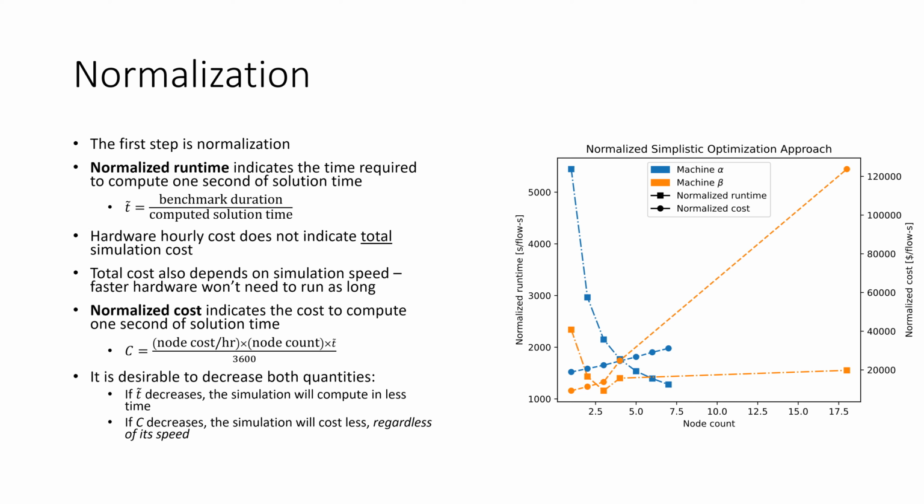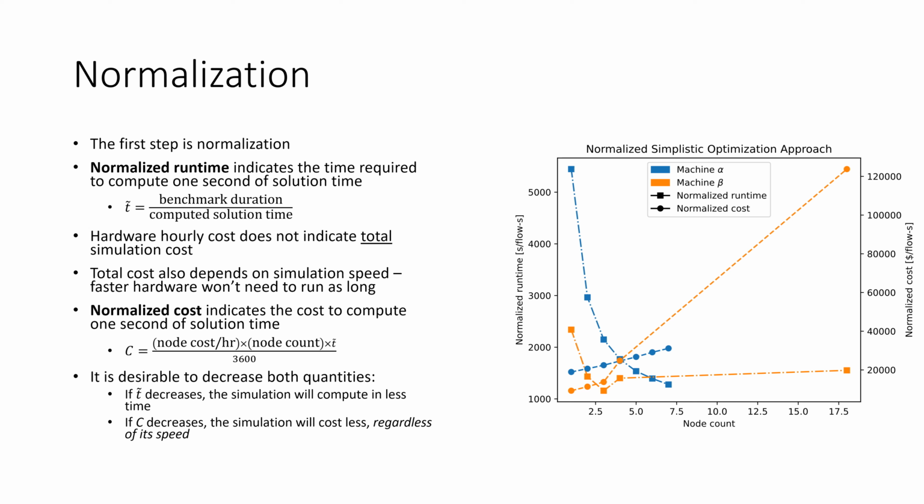So normalized cost takes the normalized runtime into consideration to remove that from the equation. So you can see that the normalized cost indicates the cost to compute 1 second of solution time and is formulated as the cost of one node per hour times the node count, which is effectively just your cluster's hourly cost, times the normalized runtime, and then we do a little unit conversion from hours to seconds.